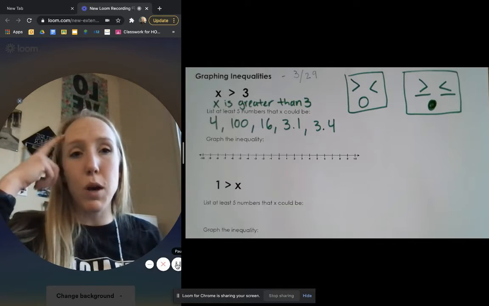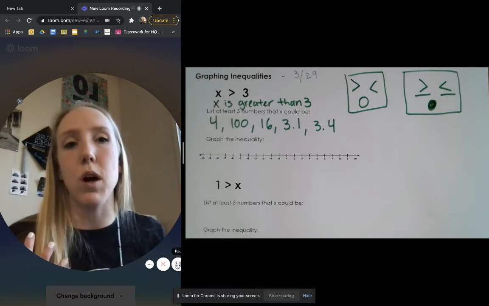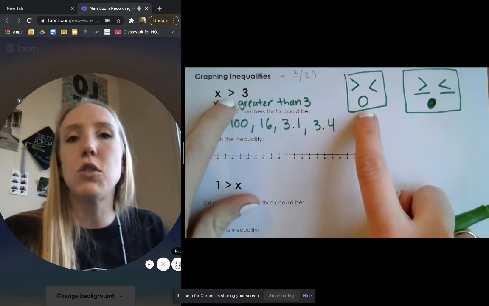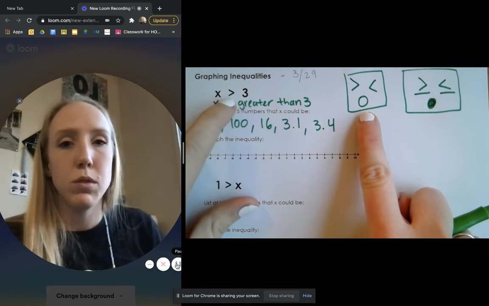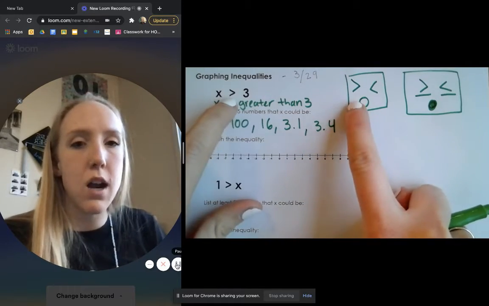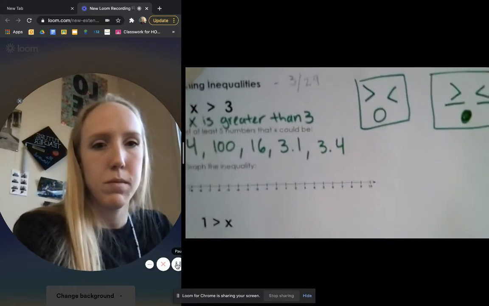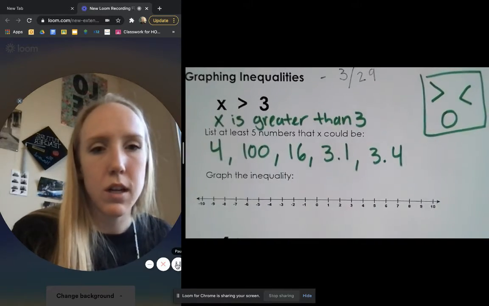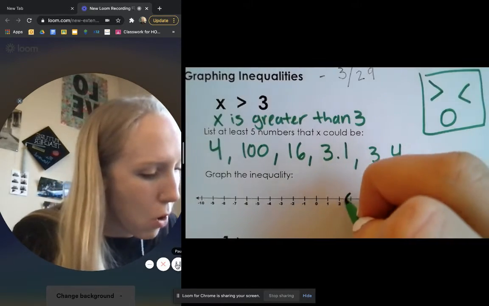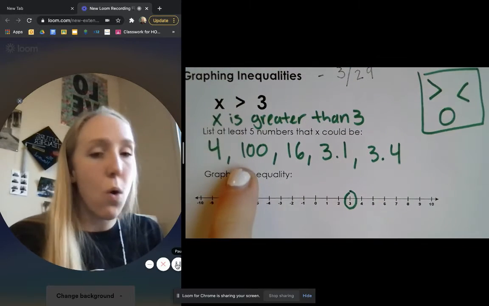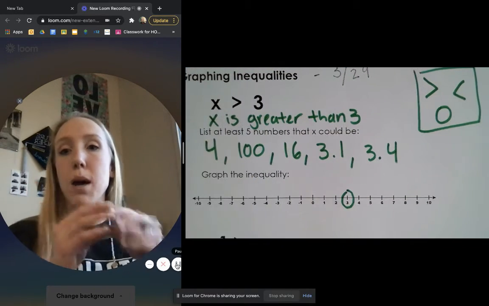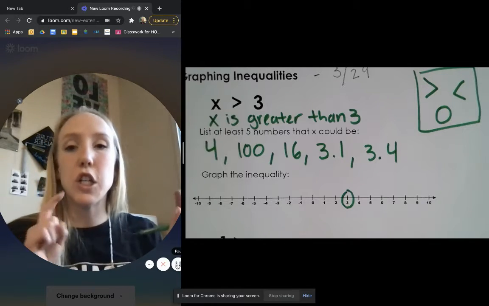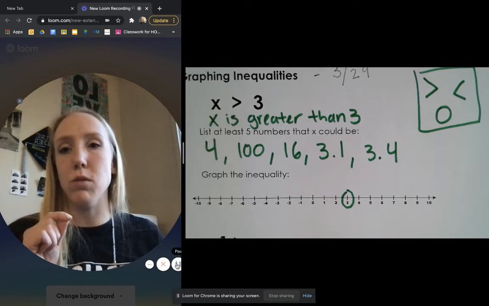So here's what your process is when you're graphing an inequality. You are going to decide what dot to use on the 3. Since this is greater than and not equal to, you are going to use an open dot on 3. So I'm going to find 3. Here's 3, an open dot because it's greater than. Now, I am going to draw an arrow on top of my number line to show which direction these x's can go.